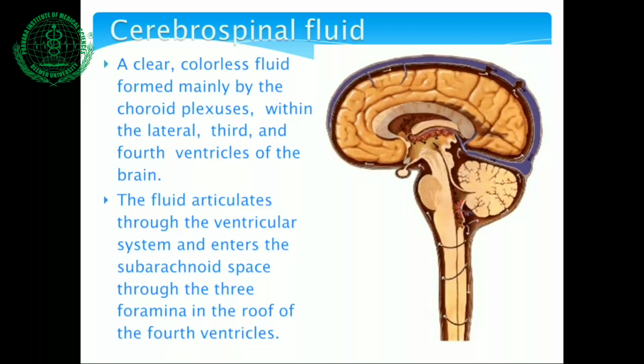The cerebrospinal fluid is a clear colorless fluid. This fluid is mainly secreted by the choroid plexus present in the lateral, third and fourth ventricles of the brain. The circulation of cerebrospinal fluid occurs from the lateral ventricle to the third ventricle, then from the third to the fourth ventricle.